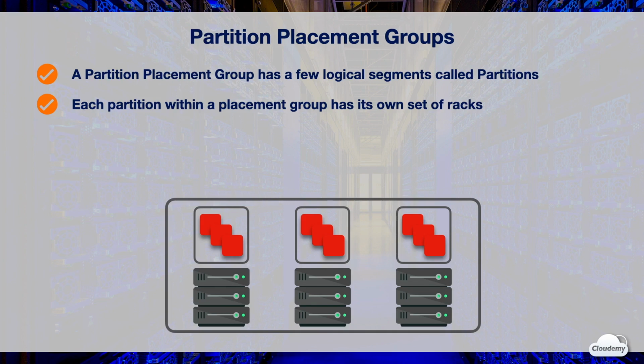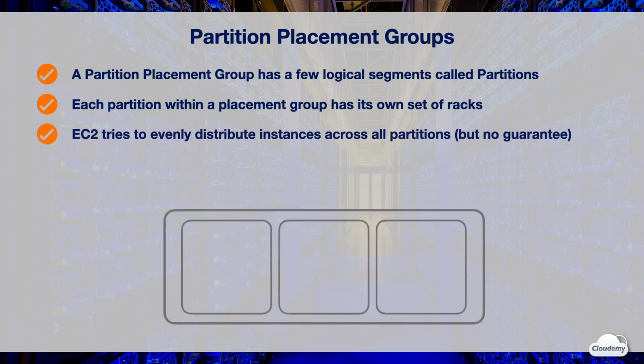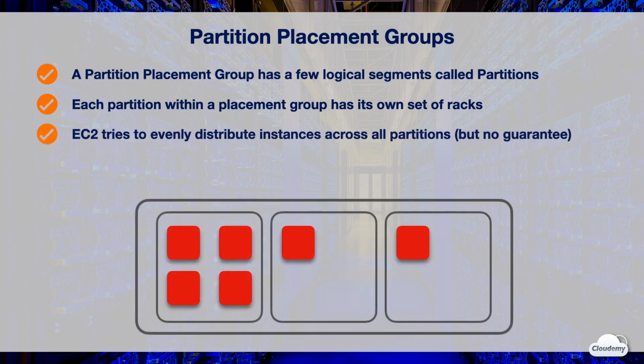No two partitions within a placement group can share the same set of racks. Instances in one partition don't share the same rack with instances in other partitions. This allows you to isolate the impact of a single hardware failure. By default, when you launch instances into a partition placement group, EC2 tries to evenly distribute the instances across all partitions. However, it doesn't guarantee an even distribution. You can also launch instances into a specific partition to have more control over the instance placement.